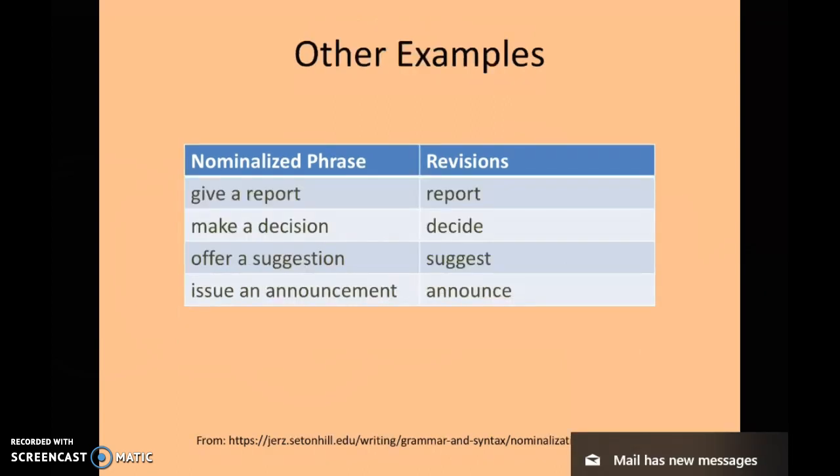So some more examples, a little bit more straightforward. Give a report becomes report. Make a decision becomes decide. Offer a suggestion, suggest. Issue an announcement, announce.